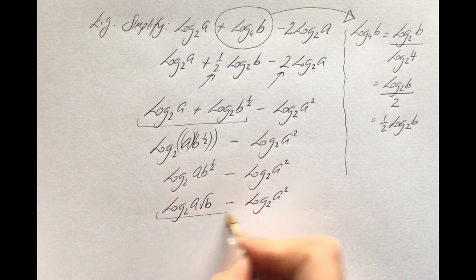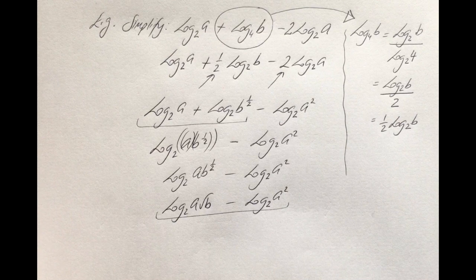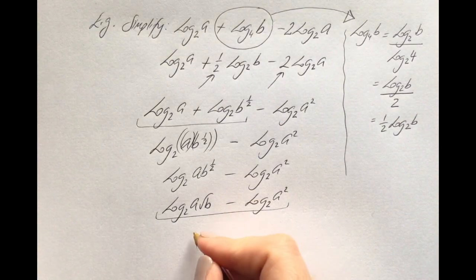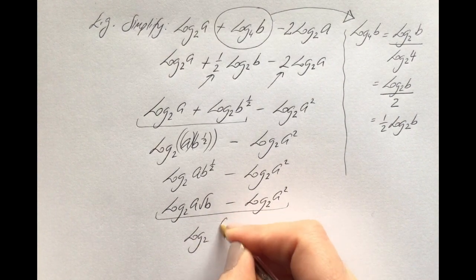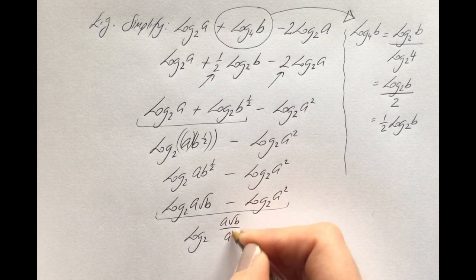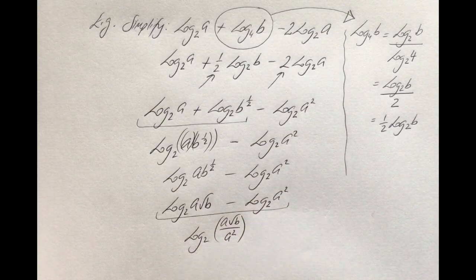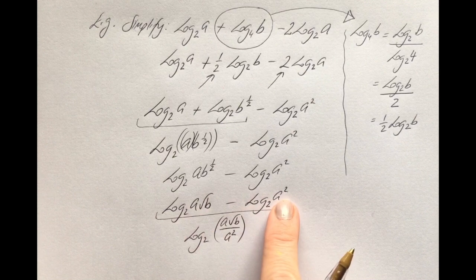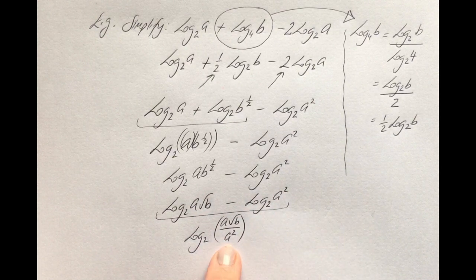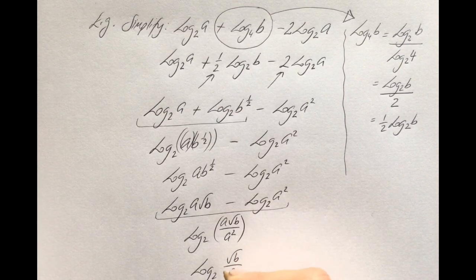And now, of course, I'm subtracting logs, using my second law. What I can do with that is take a root b and divide by a squared, in the base 2. I can divide this by this when you have the subtraction of two logs. And I can simplify this further. Of course, a goes into a squared a times, so I can do a little bit of cancelling out there and end up with root b over a as my final answer.